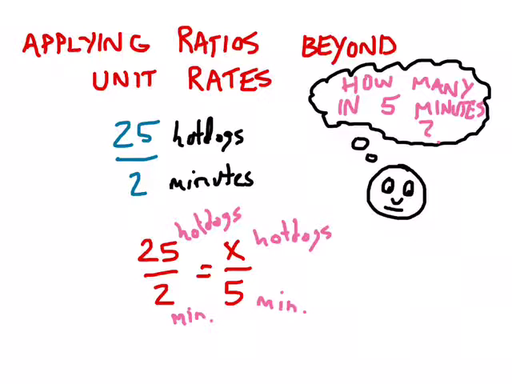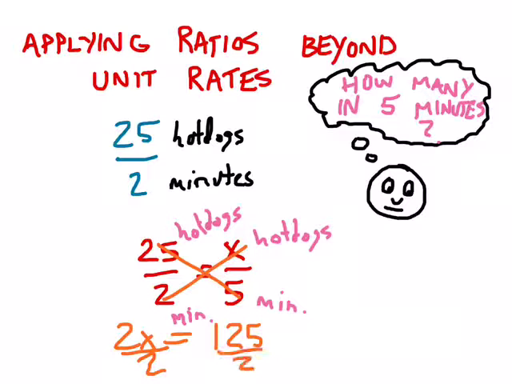So we can say 2 times x is 2x, and that should be equal to 25 times 5, which is 125. And because I'm multiplying x by 2, I'm going to divide both sides by 2. That gets rid of the 2's over here, it leaves the x by itself. And x ends up being 62 and a half. So the answer to our question is that this guy can apparently eat 62 and a half hot dogs in 5 minutes, which is disgusting.